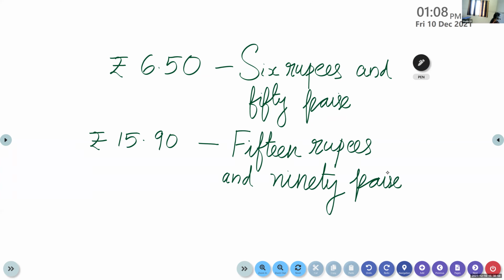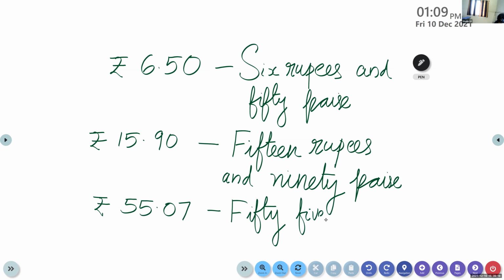Now another one. Bennett, tell me the answer. Read. 55 rupees 7 paise. Very good. And here you can see this 07. So the value is 7. If the 0 is on the left side of the digit, it has no value. If it is on the right side, it will be 70. But here you can see it is on the left side. So 55 rupees and 7 paisa.